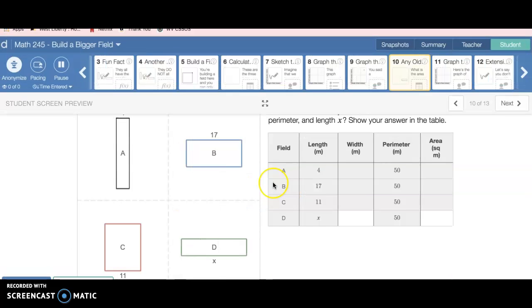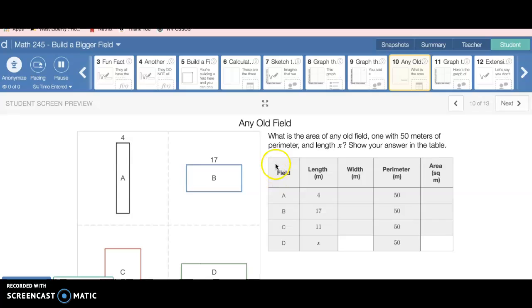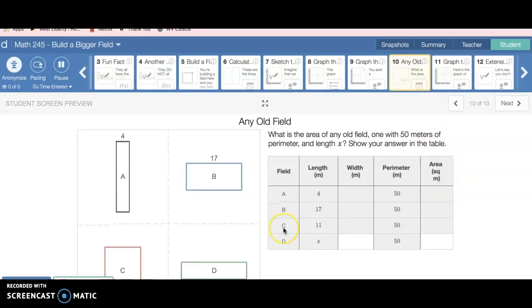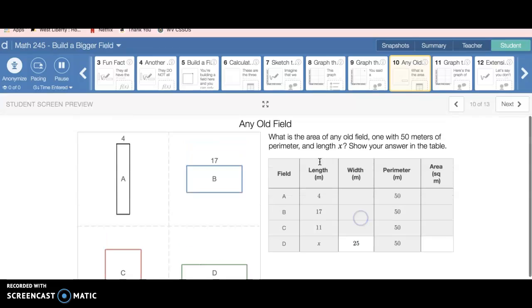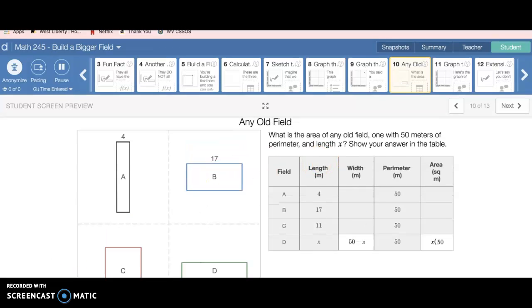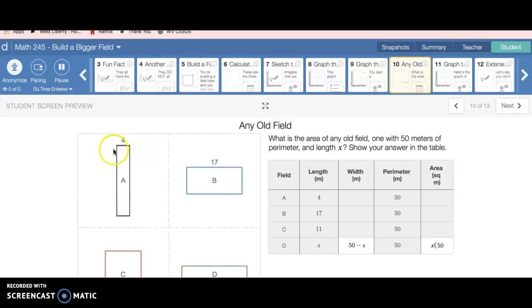So for this problem, we are asking, what is the area of any old field? One with 50 meters of perimeter and length x. That's what we're finding. Show your answer in the table. Okay, so to go ahead and do some further examples, I want to walk through each one of these before we determine D.